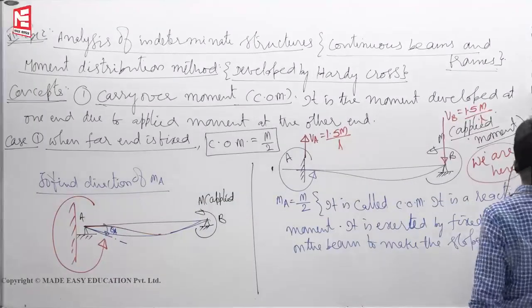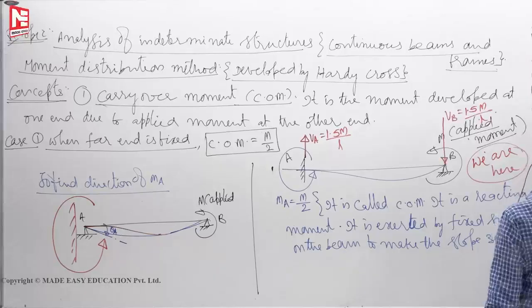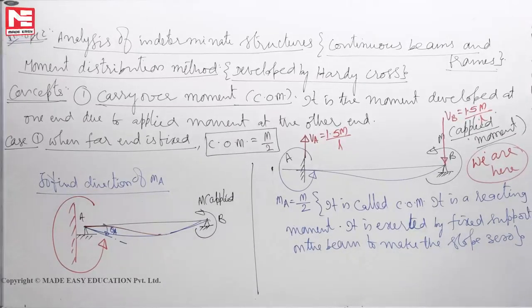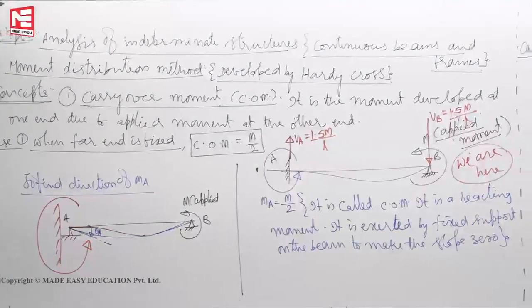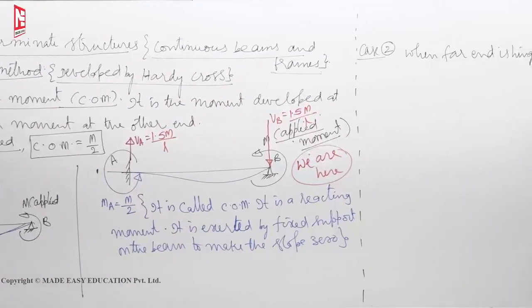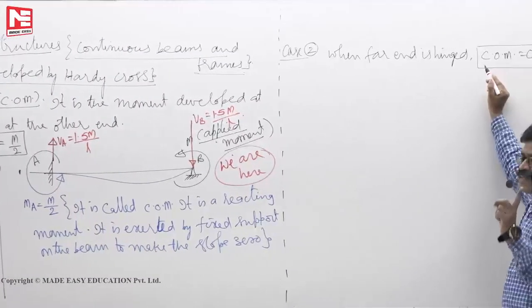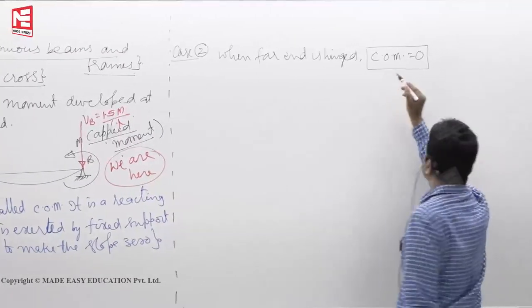Second case, when far end is hinged, carryover moment is 0. Why should the carryover moment be 0? You must think of the carryover moment as a reaction. When far end is hinged, reaction is 0. So that means carryover moment is 0.